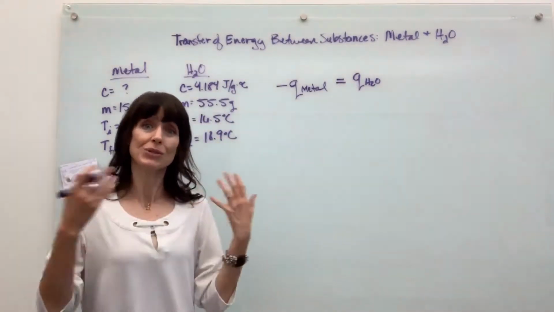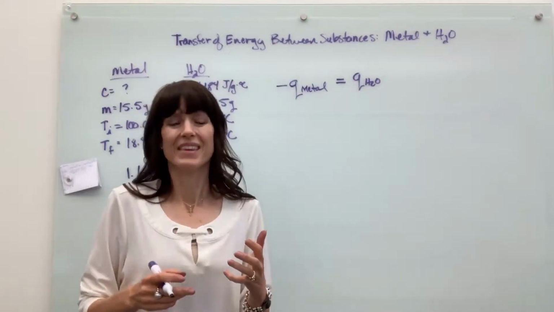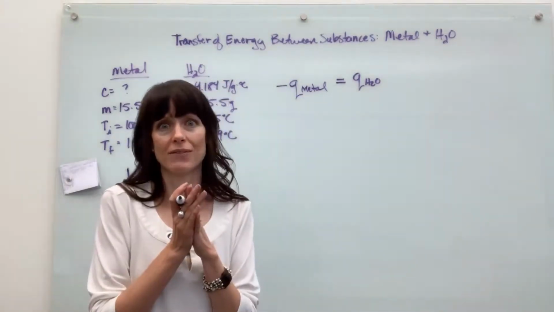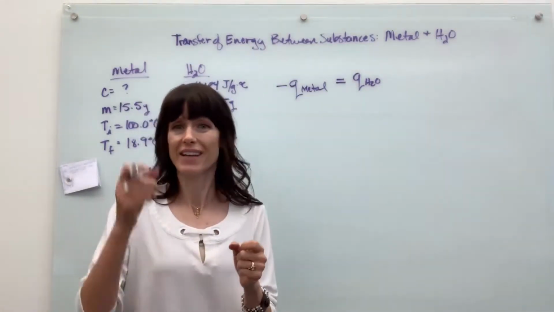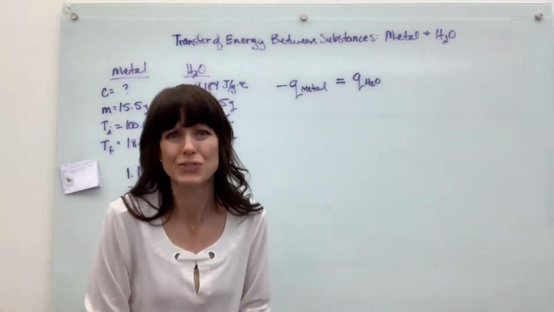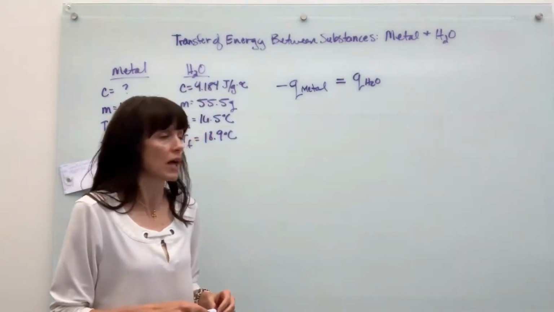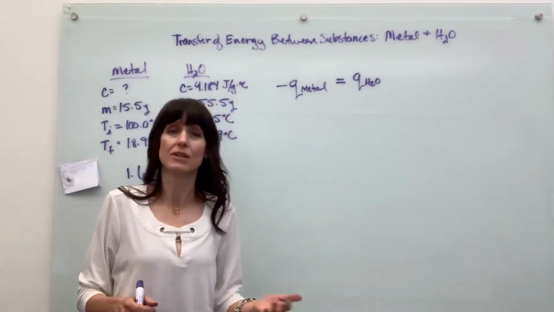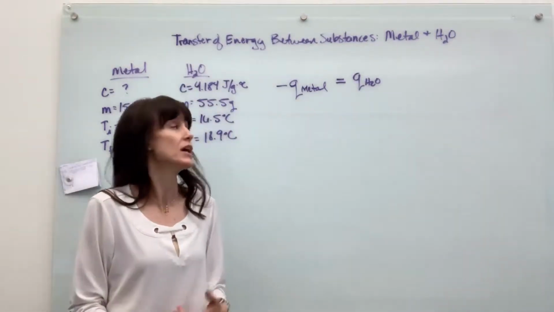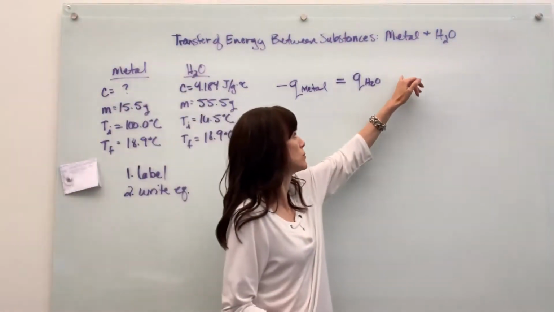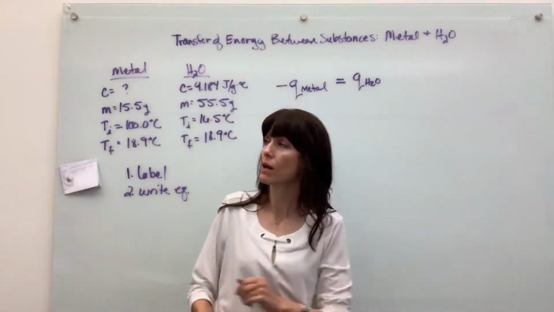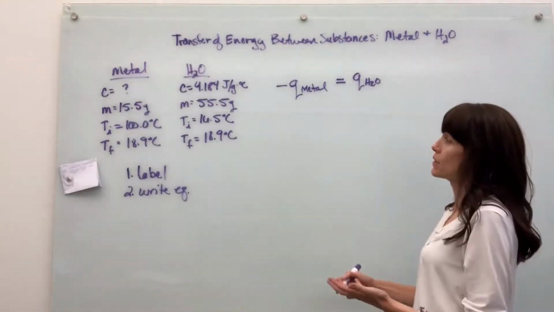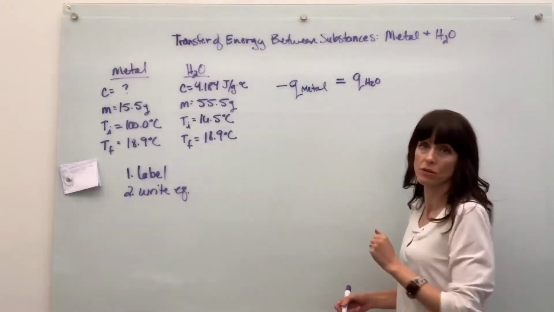Now we are going to assume that this is a perfect system, that the calorimeter doesn't absorb any of the energy, that 100% of the energy from that metal goes into the water. Is that true? No, but a lot of problems, they'll make this assumption. So no calorimeter constant. If we did, I just do plus QCal. Okay, next we are going to substitute in the formulas.